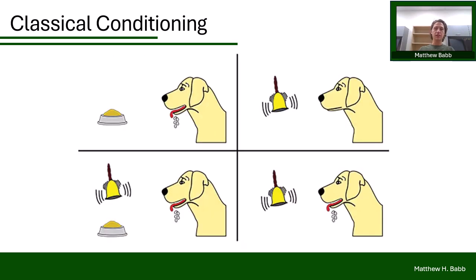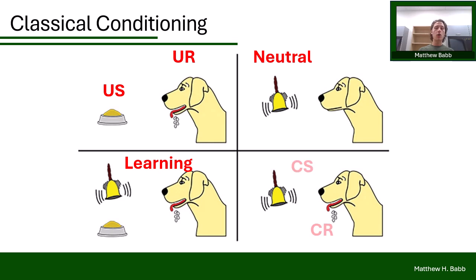So let's look at the dog example one more time. First, we present the dog with the unconditioned stimulus of food, which elicits the unconditioned response of salivation. Then we present a neutral stimulus, which is the bell, right? And that bell does not cause a conditioned response. However, through pairing and learning that when the bell rings, so does food, we get this pairing of associations, which ultimately results in the bell becoming a conditioned stimulus, resulting in a conditioned response of salivation.